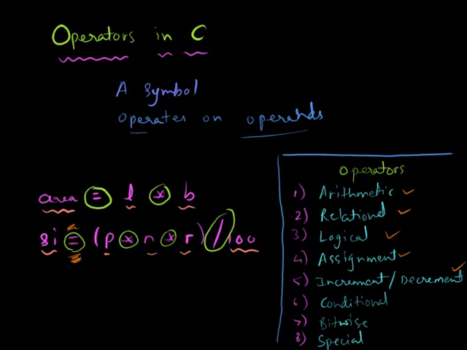We have increment and decrement operators, which add 1 to a value, or decrement which minuses 1 from a value. We have conditional operators, which deal with conditions. We have bitwise operators, which deal with bits, and there are some special cases too.